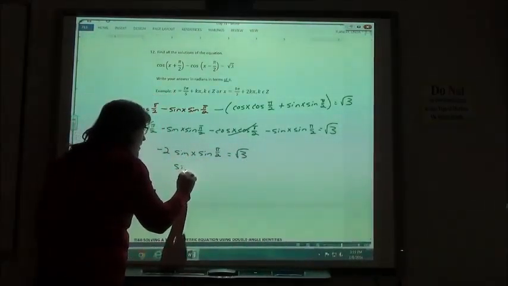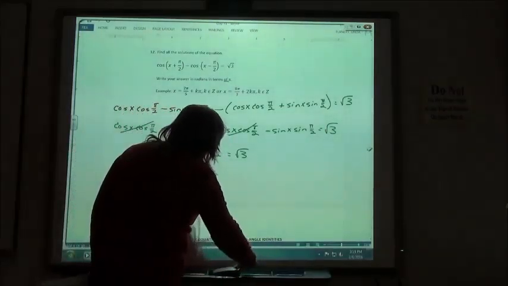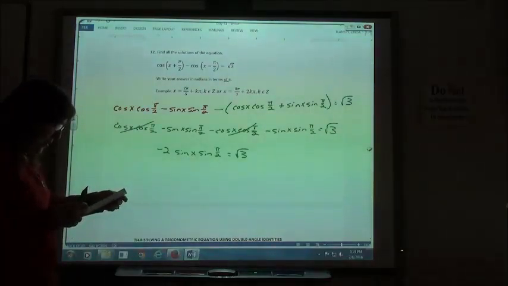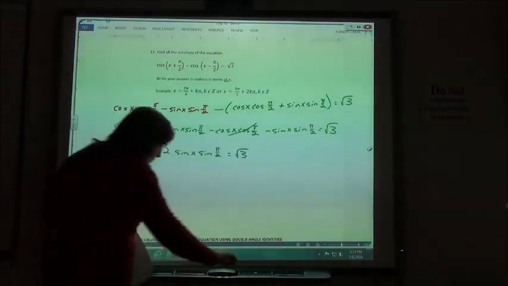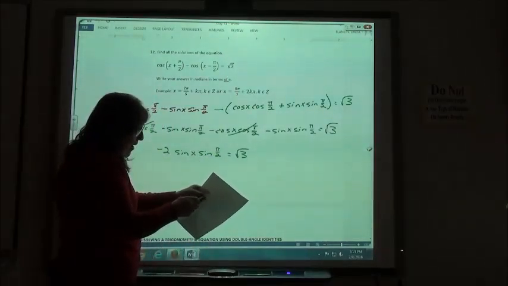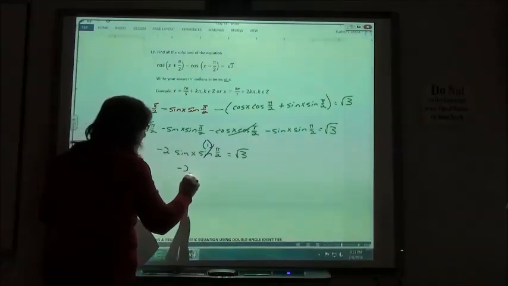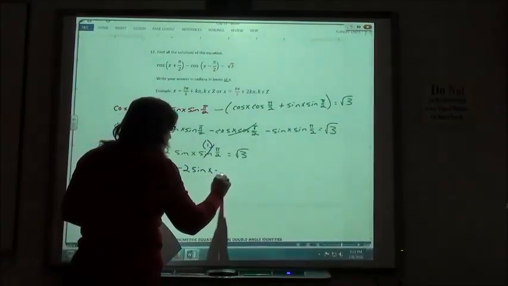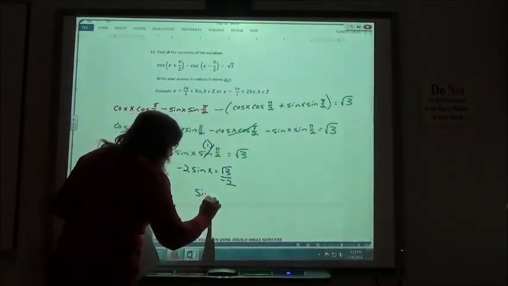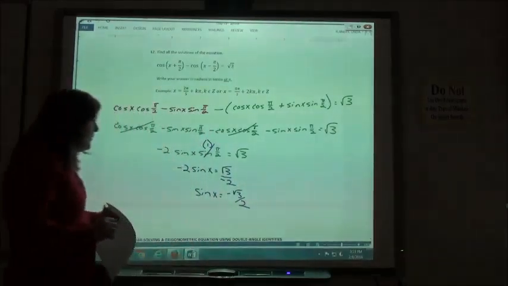Before I divide, I might as well substitute in first. What is the sine of pi over 2? Sine of pi over 2 is 1. So looking that up on my table, sine of pi over 2 is equal to 1. You can cancel that out then. Negative 2 sine of x equals square root of 3. Dividing by our negative 2, sine of x equals negative square root of 3 over 2 then.